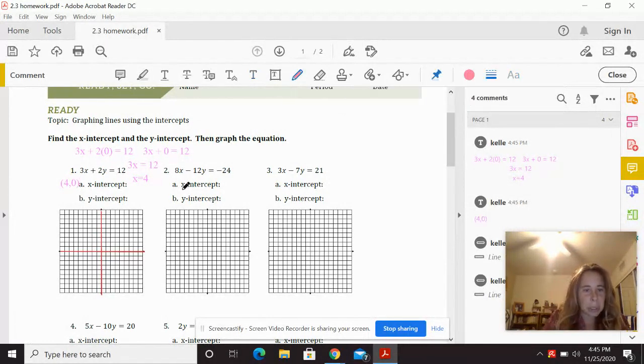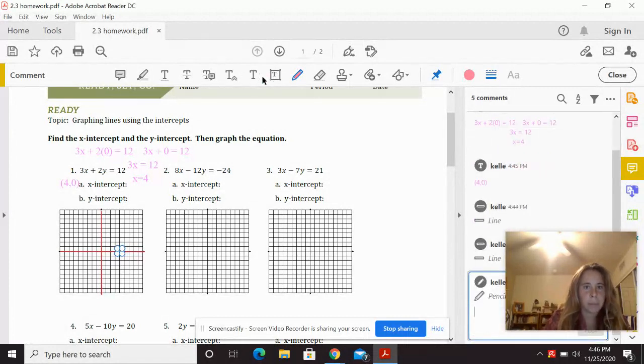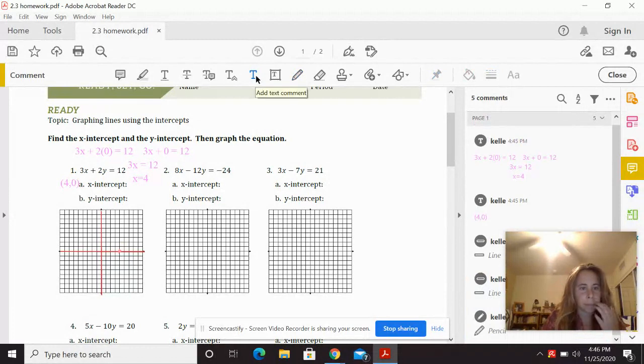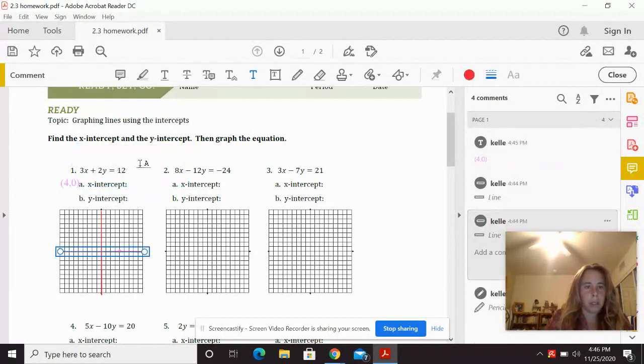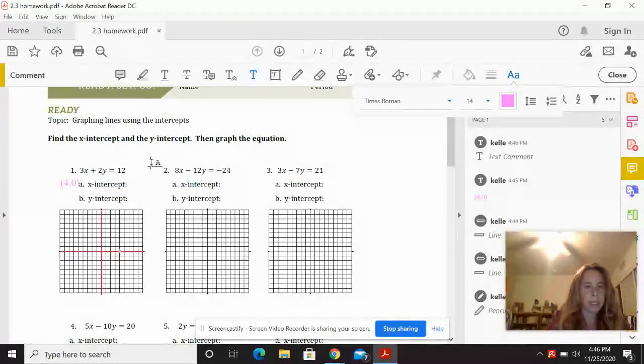And then we have to graph it. 1, 2, 3, 4. So right there. Okay, that's my x-intercept.